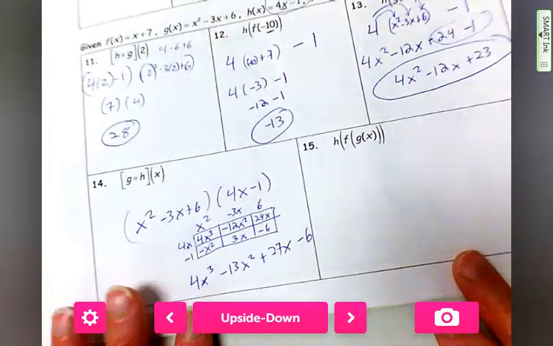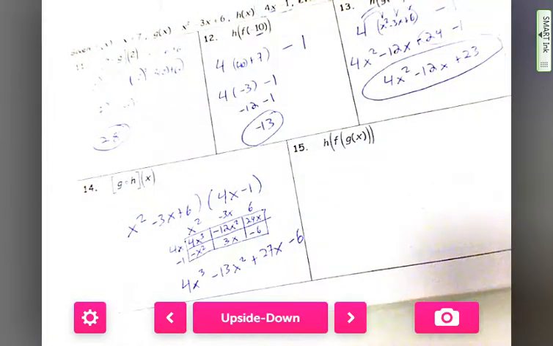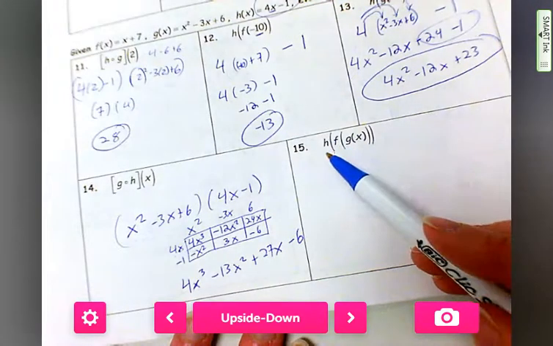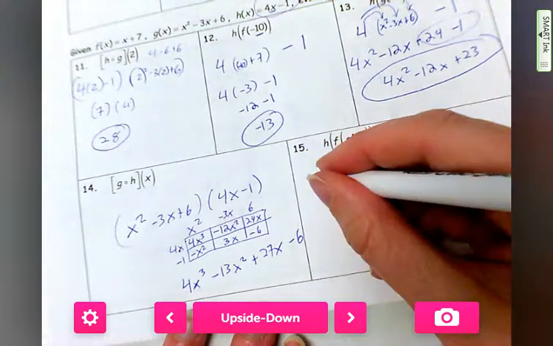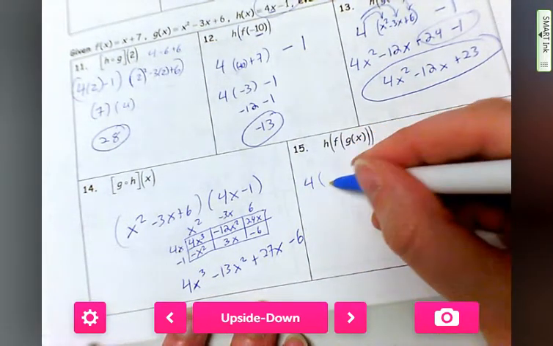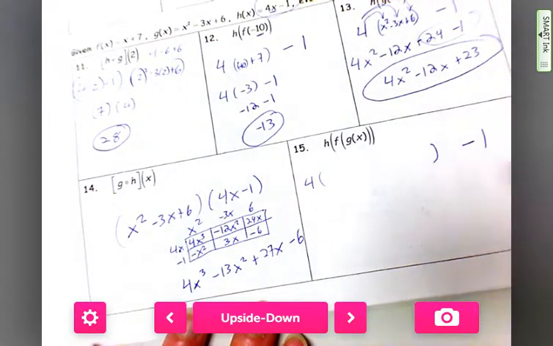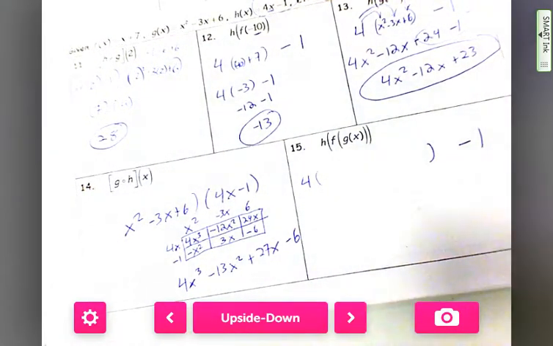And we're going to do 15 and then that's it, and I'll let you guys work on your homework. 15 is h of f of g of x. So first we start with h. 4, let's do a big parentheses, minus 1. So we're good with h. Do you guys see that I got h there? Those of you who are paying attention and want to pass the quiz coming up.